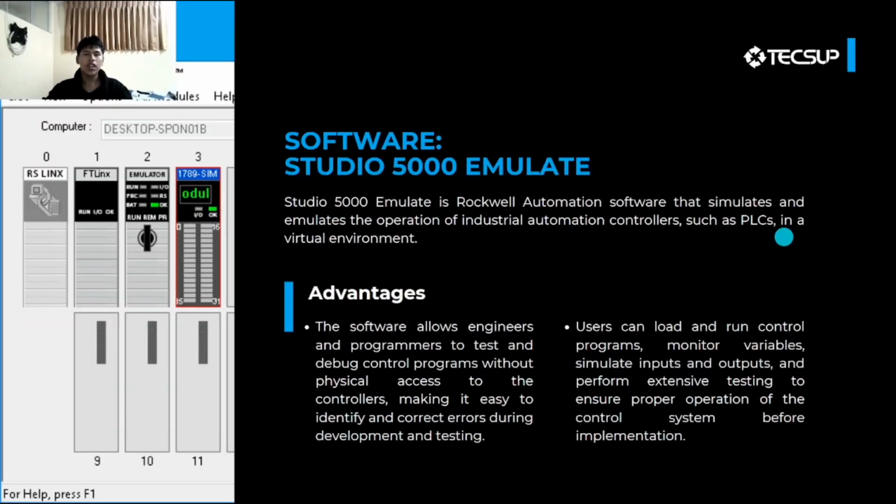Software: Studio 5000 Emulate. Studio 5000 Emulate is Rockwell Automation software that simulates and emulates the operation of industrial automation controllers, such as PLCs, in a virtual environment. The software allows engineers and programmers to test and debug control programming without physical access to the controllers, making it easy to identify and correct errors during development and testing. Users can load and run control programs, monitor variables, simulate inputs and outputs, and perform extensive testing to ensure proper operation of the control system before implementation.